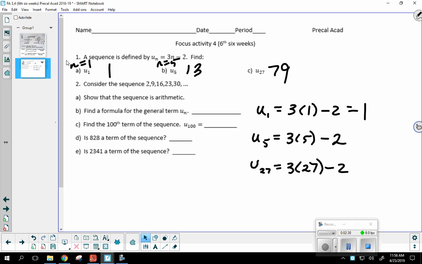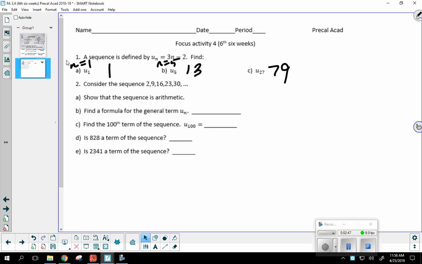Okay, number 2. Consider the sequence. We have 2, 9, 16, 23, 30. Show that the sequence is arithmetic. Okay. So all I got to do is show that if I subtract some consecutive terms, I'm going to keep getting 7 over and over again. So, for example, 30 minus 23 is 7. Then we know 23 minus 16, 7. 16 minus 9, 7. Even 9 minus 2. Okay, so that's enough to show that it's arithmetic. I'm just adding the same value over and over again.